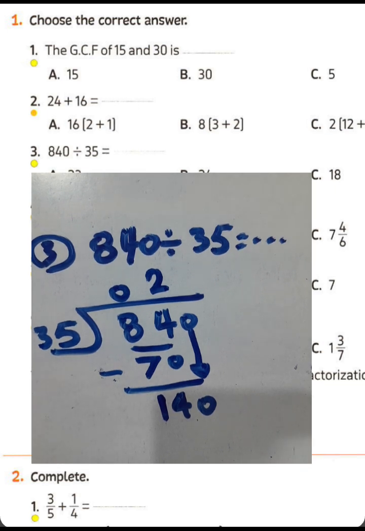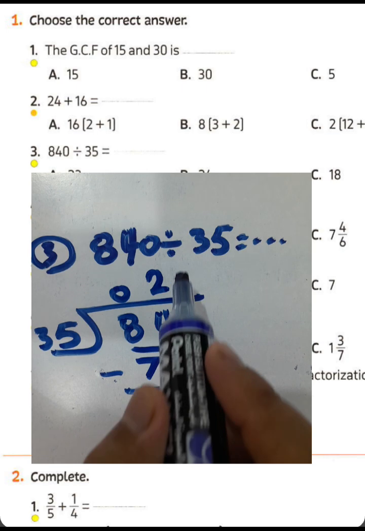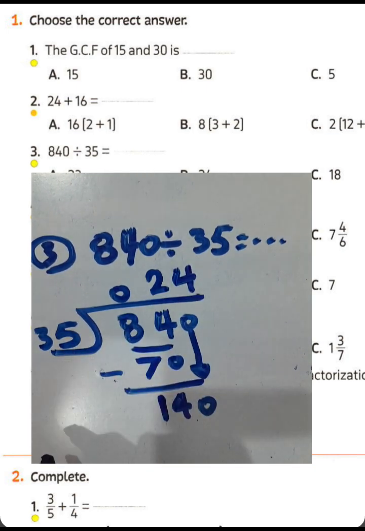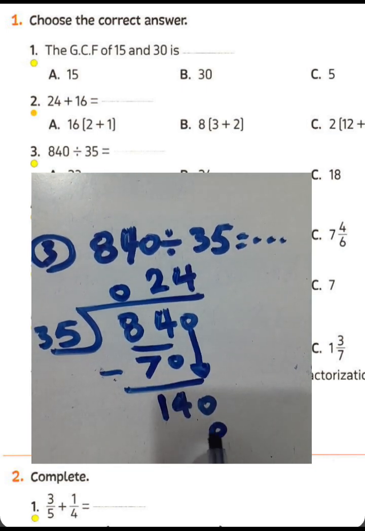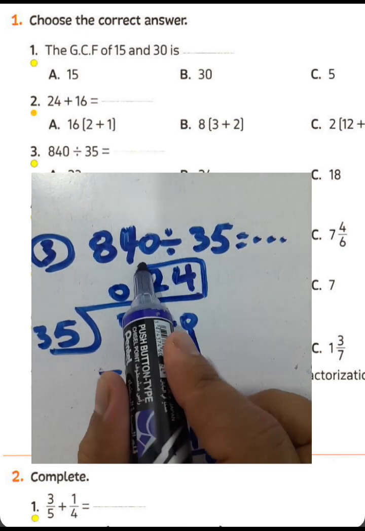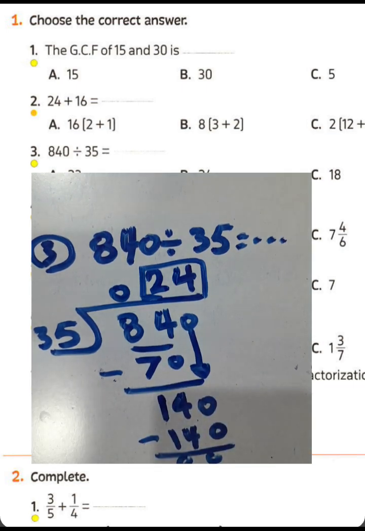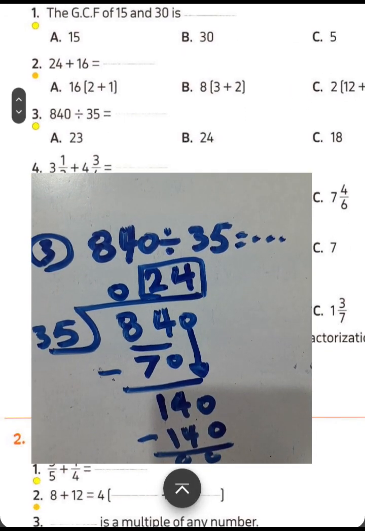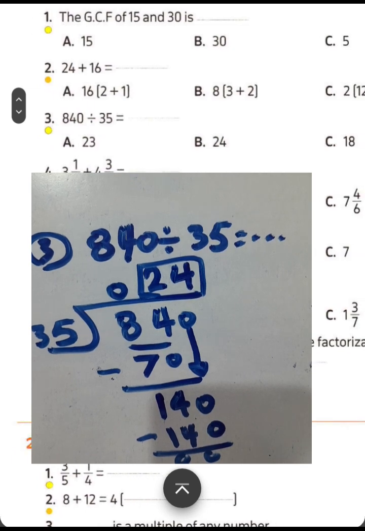140 divided by 35. 4 times 35 equals 140, right? 4 here. 4 times 5 equals 20, right? Write 0 and carry 2. 3 times 4 equals 12. 12 plus 2 equals 14. Then the result here will be 24. You must choose letter what? Letter B for question number 3, okay?